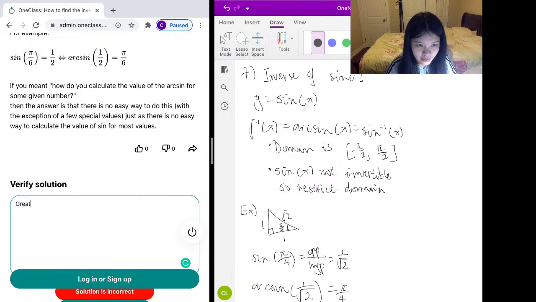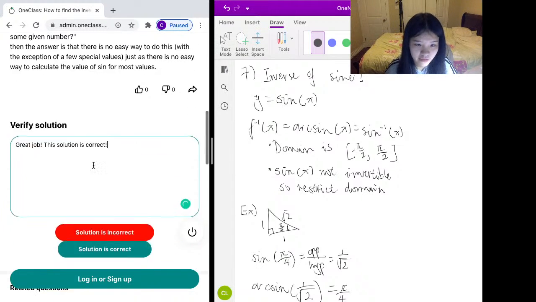So let's say great job, this solution is correct. Perfect.